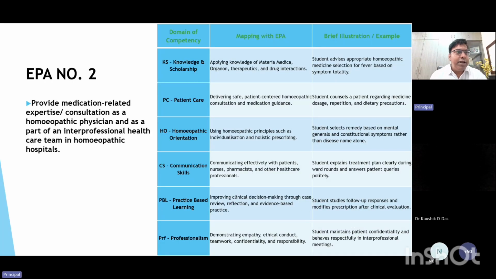Next, similarly, EPA number 2. EPA number 2 is to provide medication-related expertise and consultation as a homeopathic physician and as part of an interprofessional healthcare team in homeopathic hospitals.